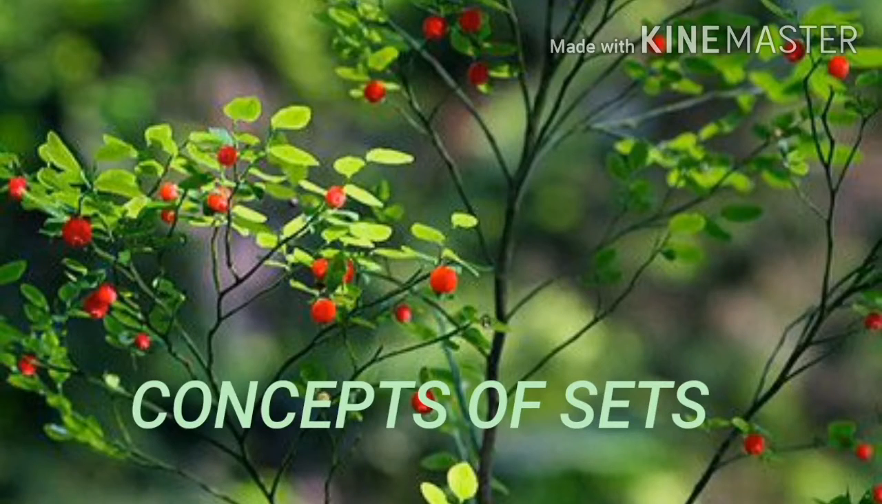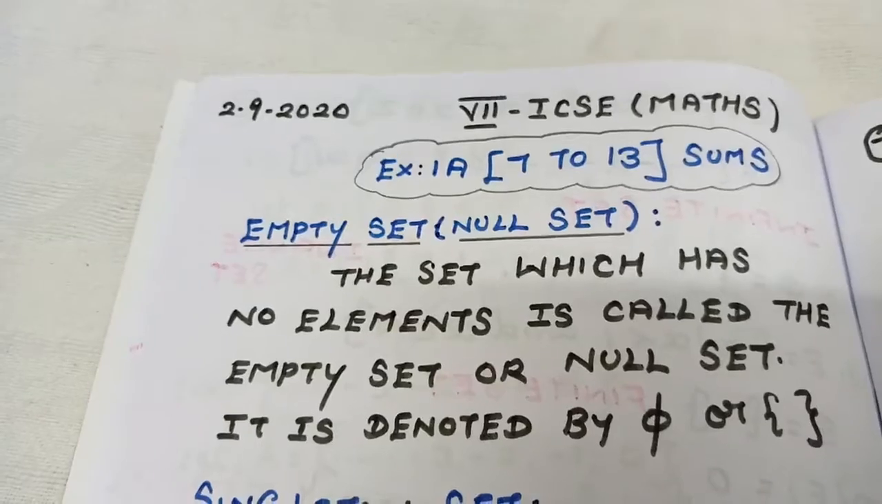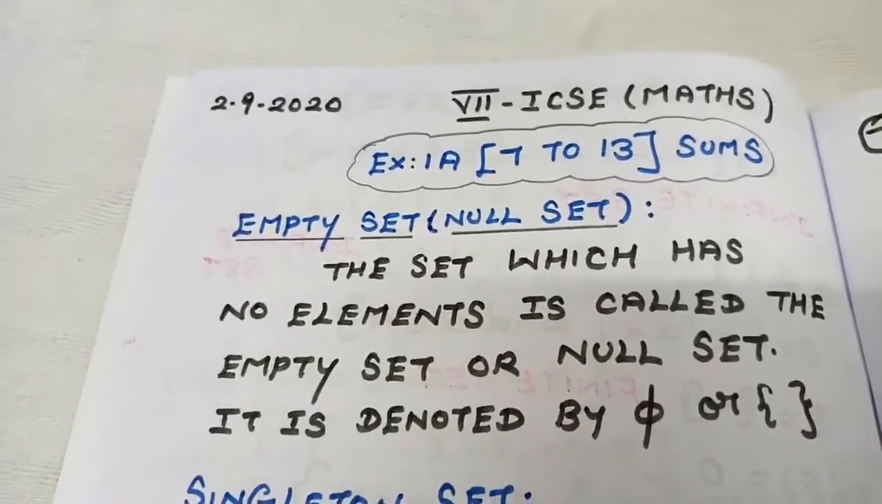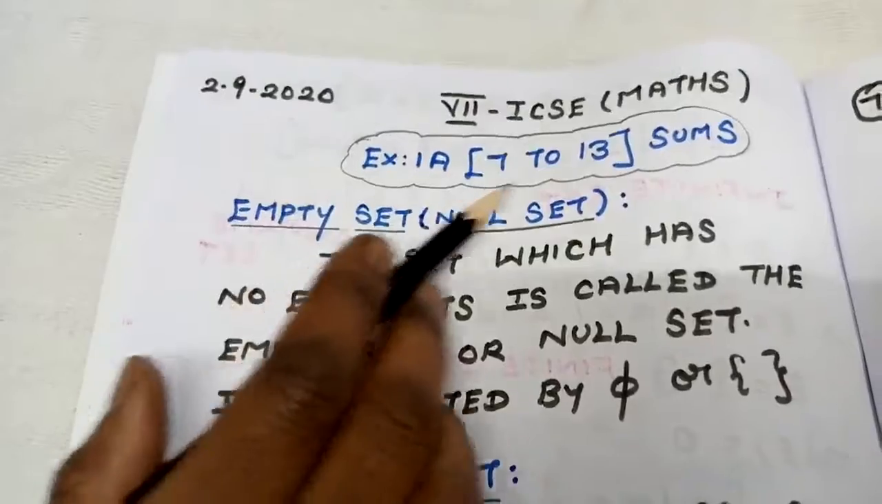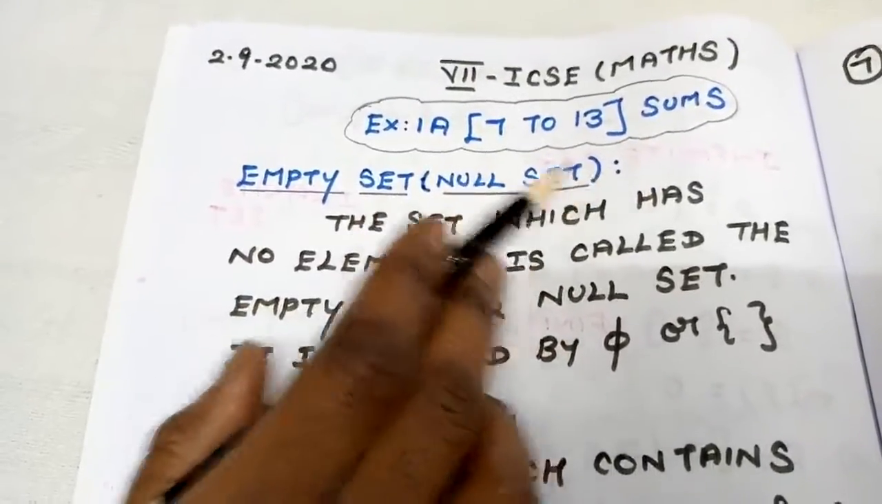In this video, we are going to see about the concept of set, that is empty set, singleton set, pair set, equivalent set, and so on. Students, go through the link, understand the concept, and then do the sum. Students, in this class, we are going to continue with exercise 1A, 7 to 13 sums. We are going to do now, students.